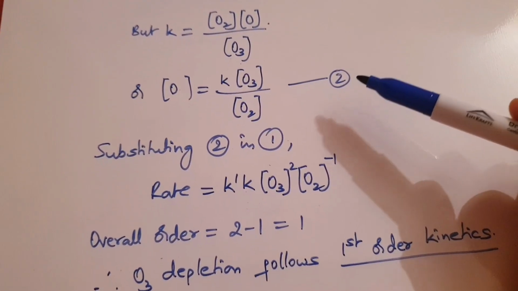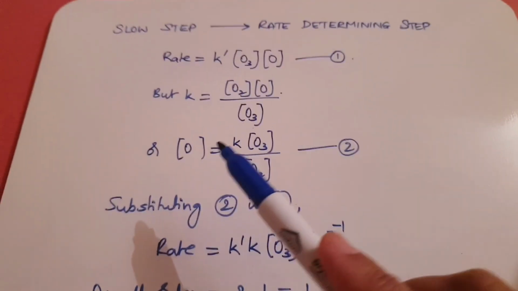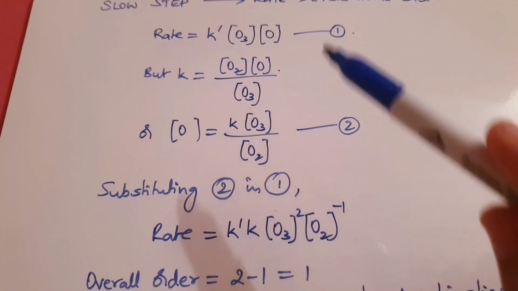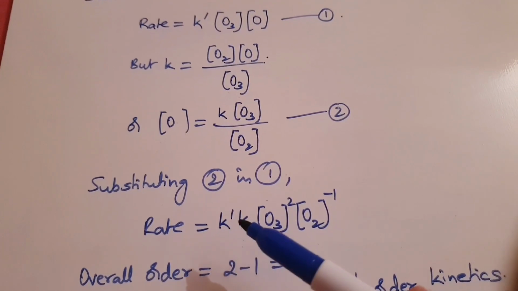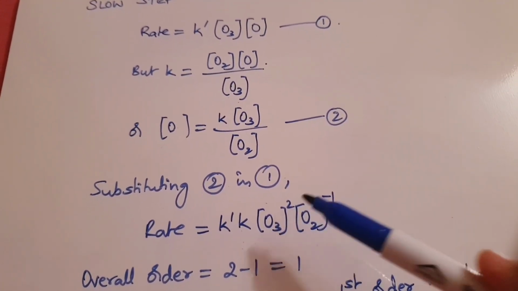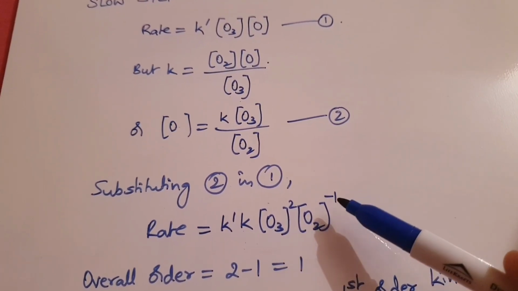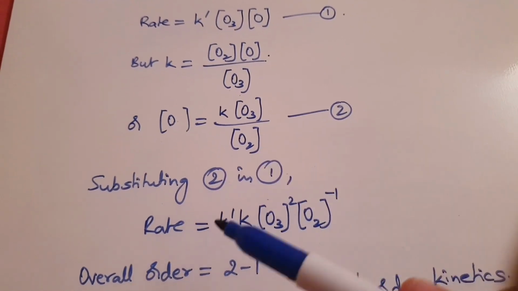Now, all we need to do is substitute the value of concentration of nascent oxygen in equation 1. We are going to get rate as K dash K into concentration of ozone square into concentration of oxygen to the power of -1, because concentration of oxygen is in the denominator.